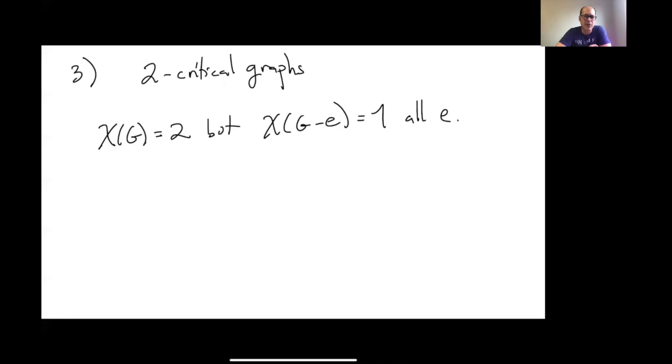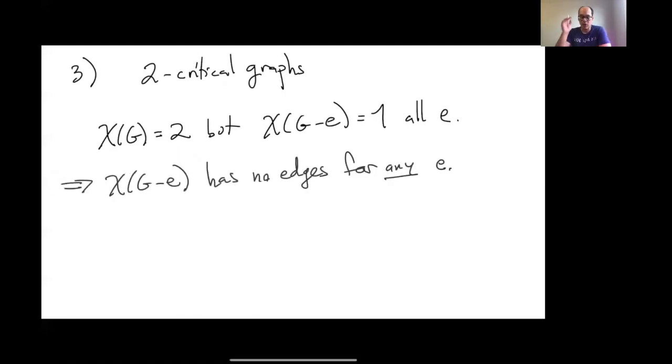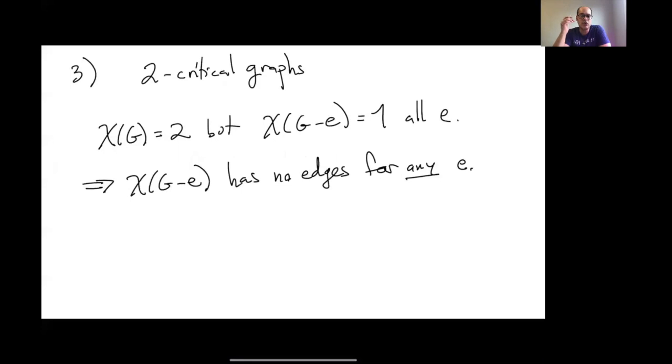Okay, 2-critical graphs. Well, a 2-critical graph has chromatic number 2, but whenever you remove an edge, you have chromatic number 1. But what does it mean to have chromatic number 1? It means you're trivial. Therefore, whenever you remove any edge, the resulting graph has no edges. Well, that means there was only 1 possible edge to remove.